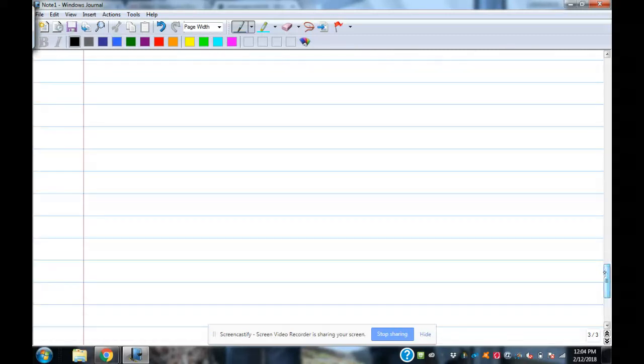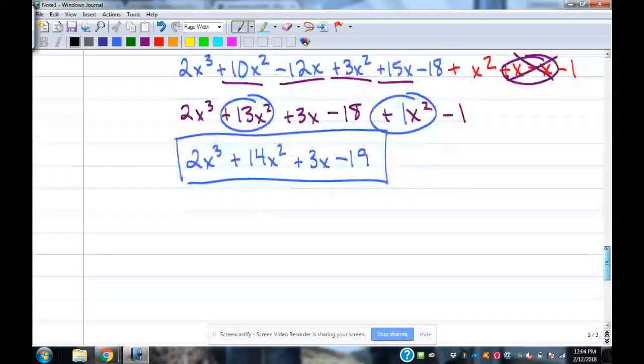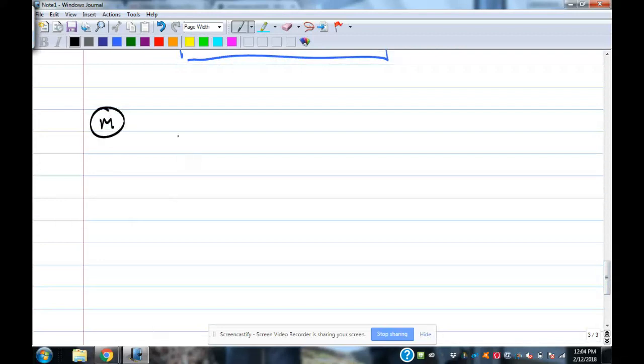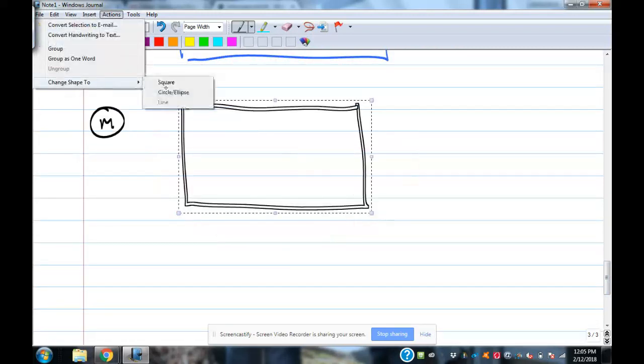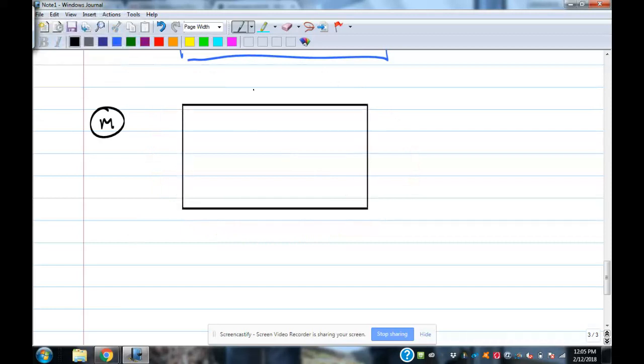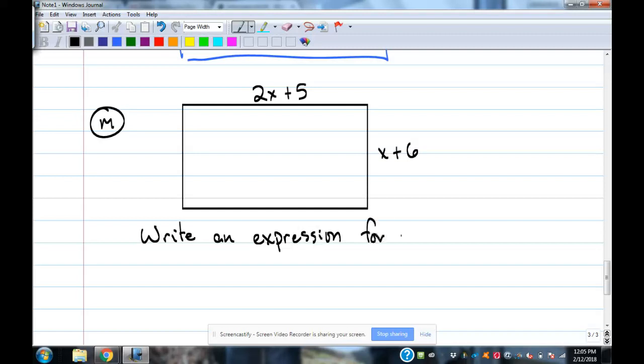All right, let's get a little quick application problem for this stuff. Draw yourself a little rectangle. Doesn't have to be real big, just a rectangle. I'm going to label this side 2x plus 5 and this side x plus 6. And my instructions are to write an expression for the area of the rectangle.